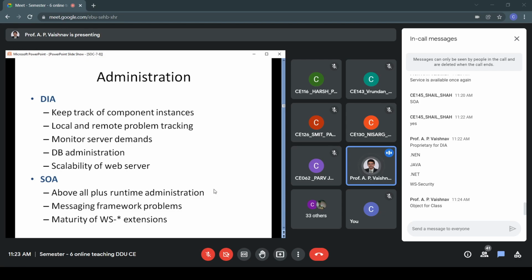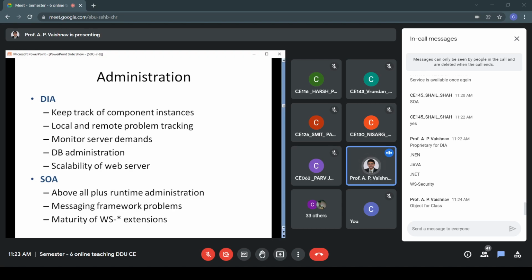That is about scalability. In SOA, we say that all previous problems are also present. That means we have to keep track of service instances, not components, but service instances. We also have to keep track of the services which are on the local server, the services which are there on the global server, and so on. We have to keep track of server demands, database administration, plus scalability. So these five aspects are also required for SOA.